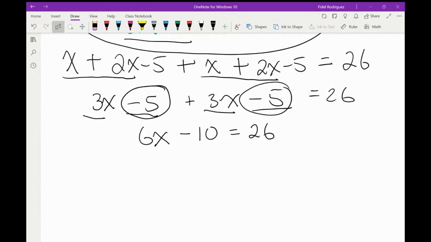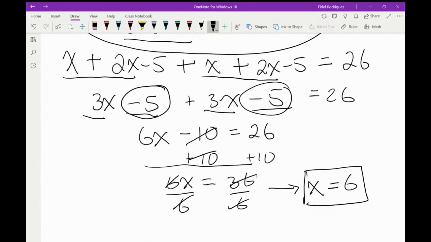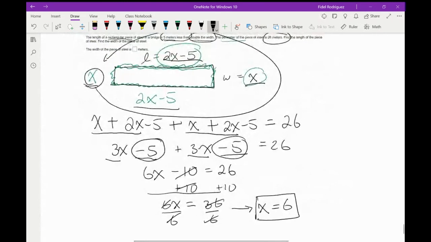All right. So now at this stage, if I'm trying to get the x by itself, I'm going to go ahead and go plus 10 on both sides. So 26 and 10 will add up to 36. And then I can go ahead and divide both sides by 6. Those will cancel, and 6 goes into 36 6 times, right?